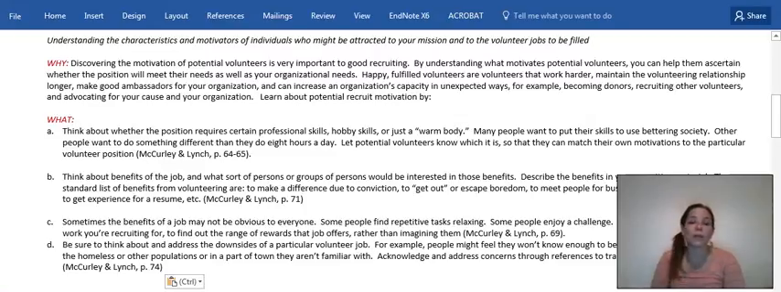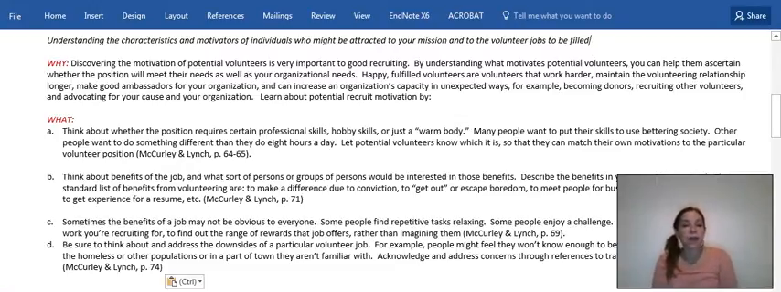Oh, I don't want to do that. I do that all day. Or, oh, I have that skill. I'd like to bring it. It's going to depend on what they care about. So you've got to put that out there. And then think about the benefits of the job and what sort of persons or groups of people would be interested in those benefits, and describe the benefits in your recruiting material.